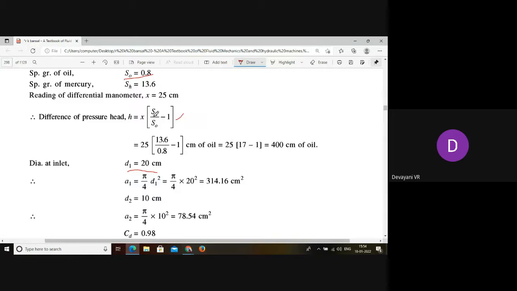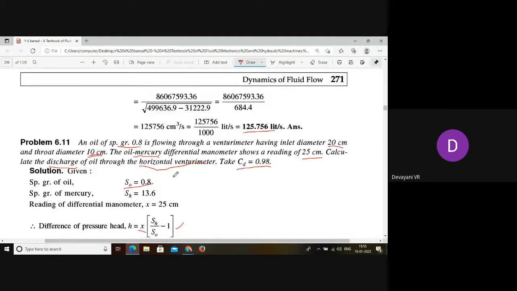X into SH by SO minus 1. Here X is the difference in the manometers, the value of difference in the left limb and right limb, that is H1 minus H2. This value is already in the given data. Then SH is the specific gravity of heavy liquid. So what heavy liquid did he give in the manometer? He said mercury, isn't it? In the manometer, the heavy liquid is mercury.